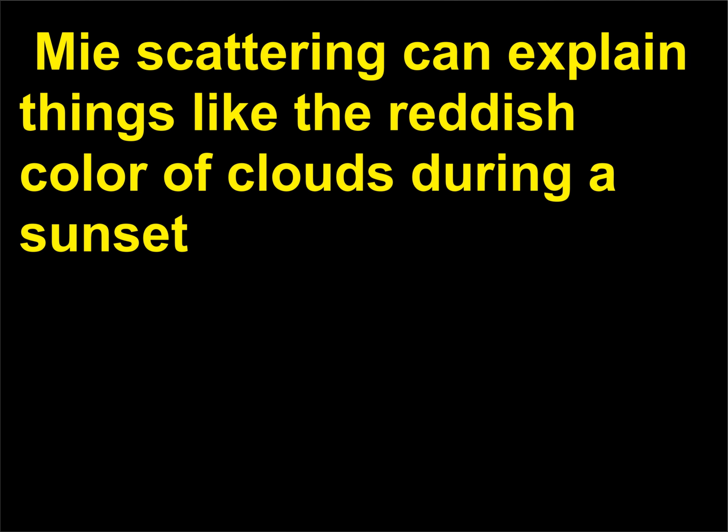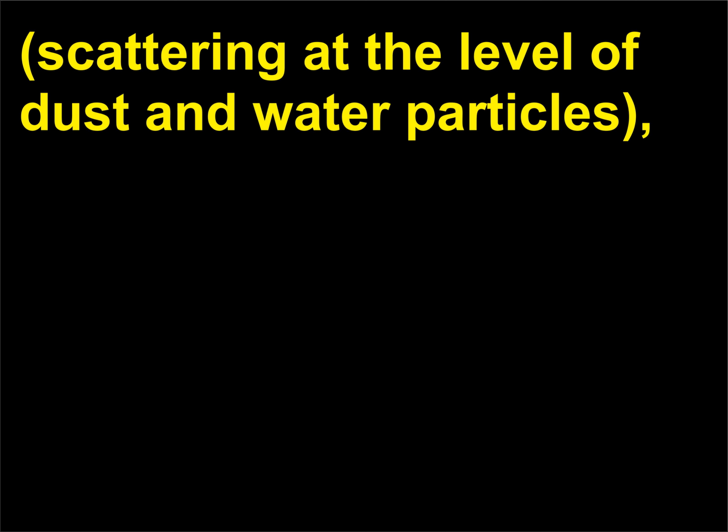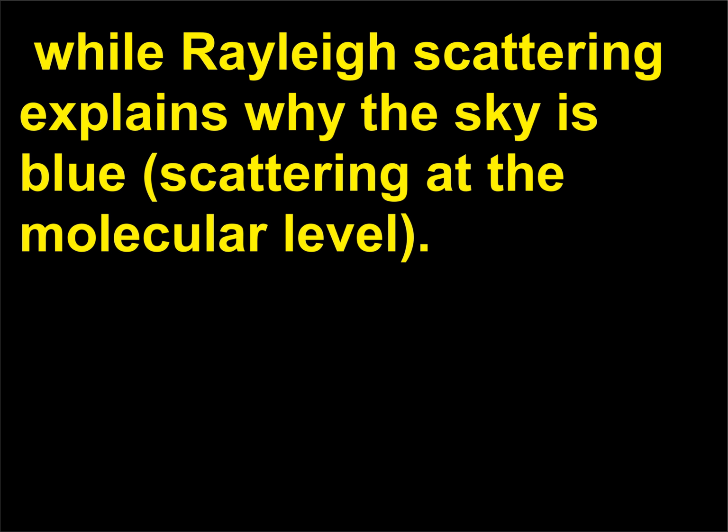Mie scattering can explain things like the reddish color of clouds during a sunset. Scattering at the level of dust and water particles. While Rayleigh scattering explains why the sky is blue, scattering at the molecular level.